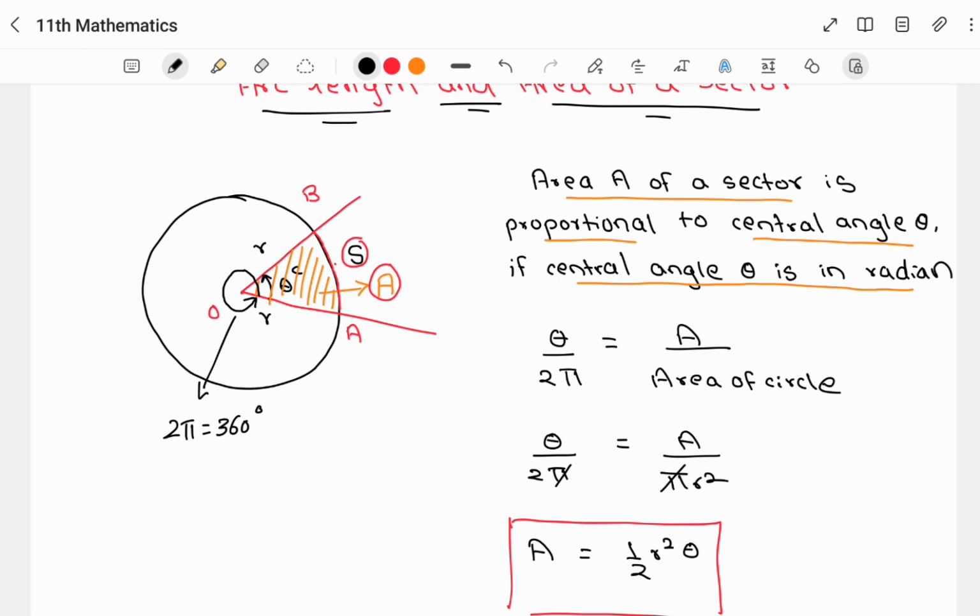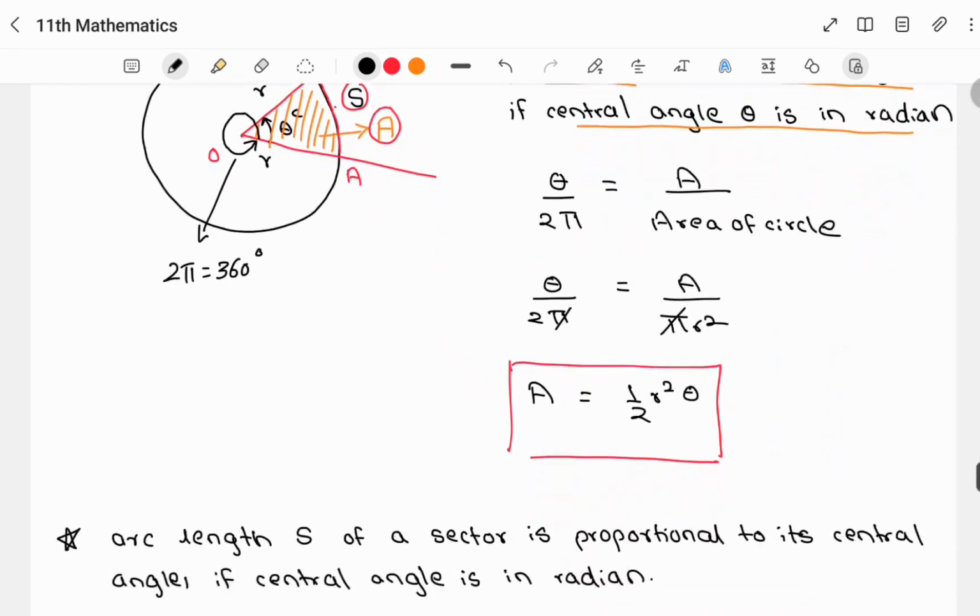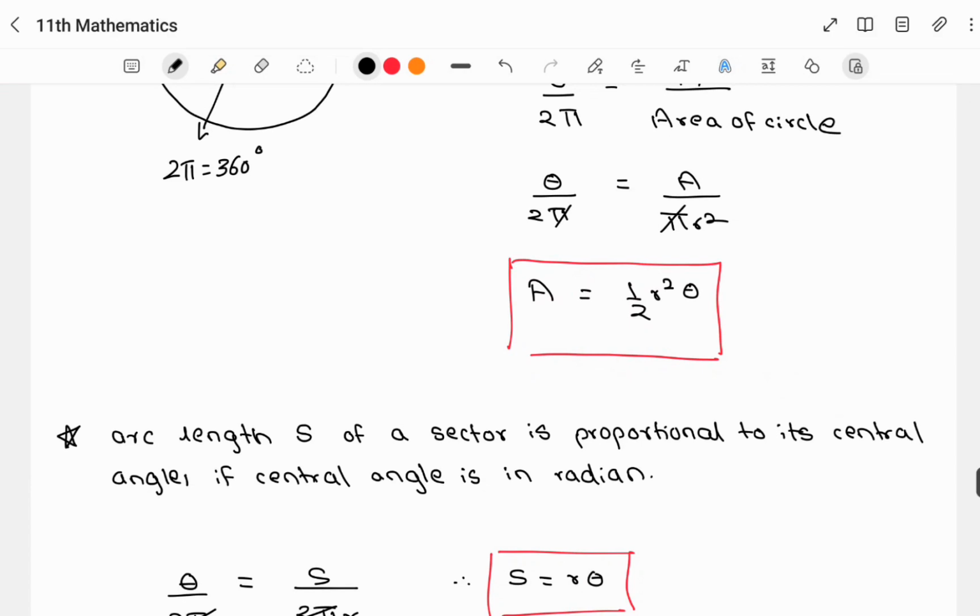Now we know the area of the circle is pi r square, so pi and pi get cancelled, and therefore we get the area A is equal to half into r square into theta, where r is the radius of the circle. So the area of the sector is half into r square theta. This is the relation that you need to remember: A is equal to half into r square into theta.